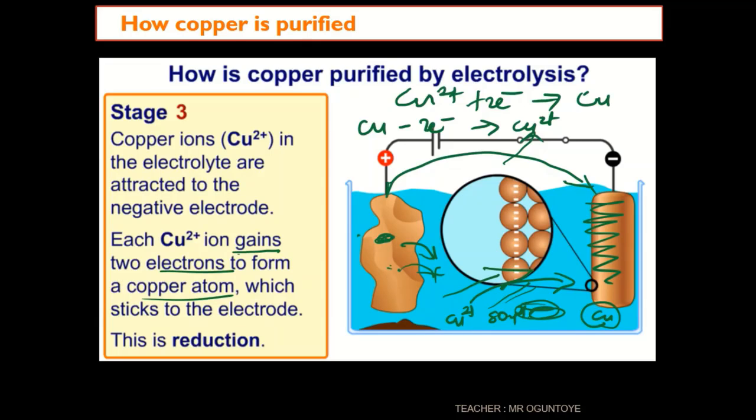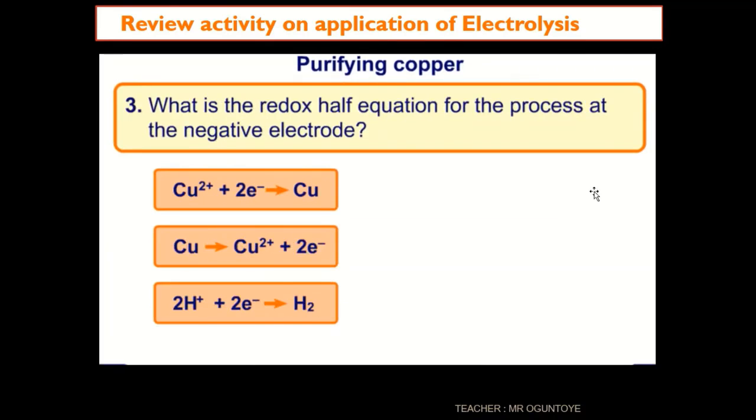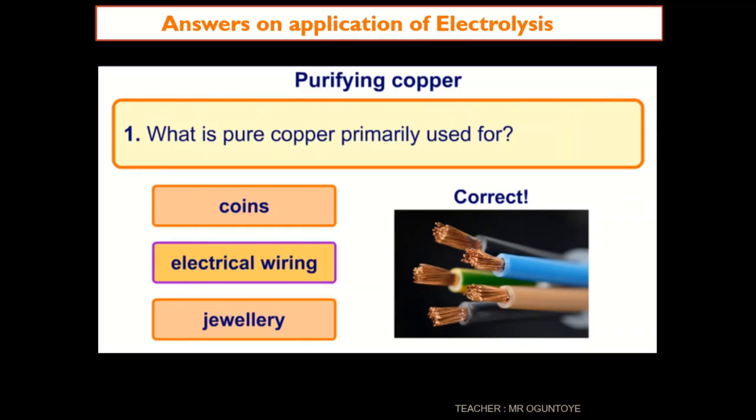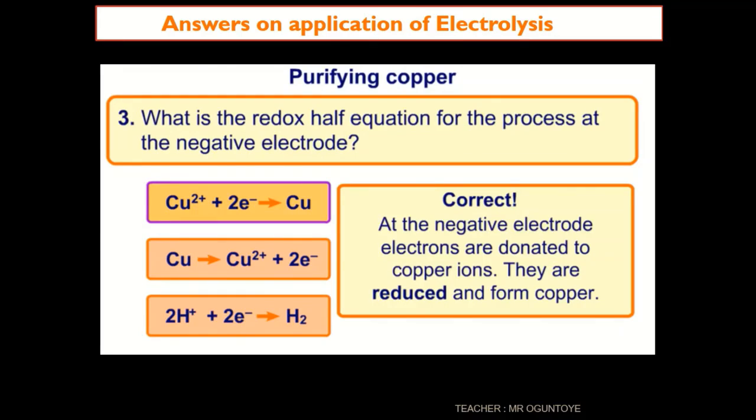Okay, that is just the simple explanation of the purification of copper. So you may want to try out this review activity. Negative electrode, and of course you have your redox equation.